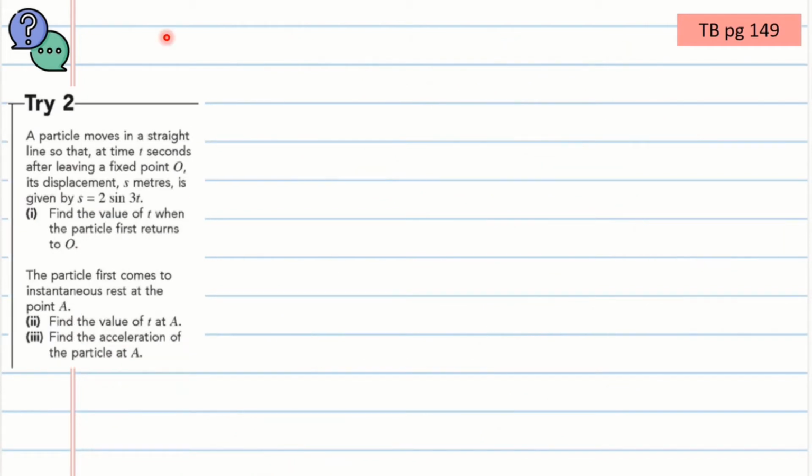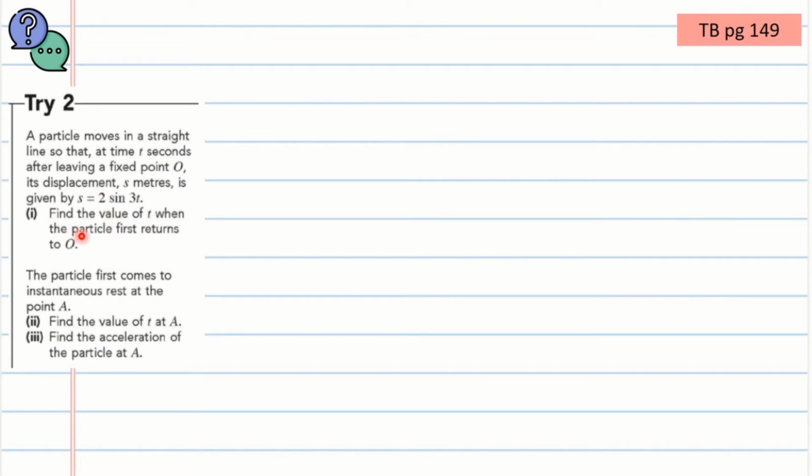Now let's move on to try 2, whereby in this question it says that a particle moves in a straight line so that at time t seconds after leaving a fixed point O, its displacement s meters is given by this function s equals 2 sine 3t. So it is not your usual conventional algebraic expression. Okay, we are having a sine function over here.